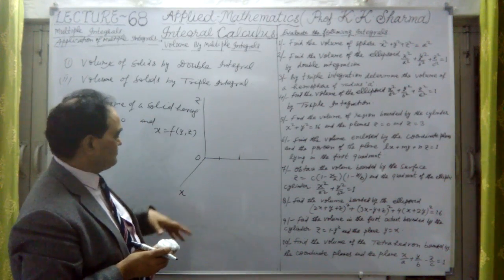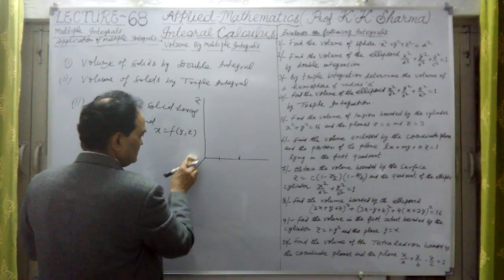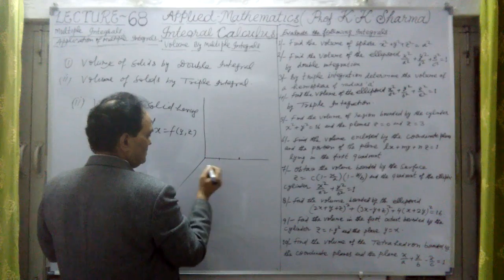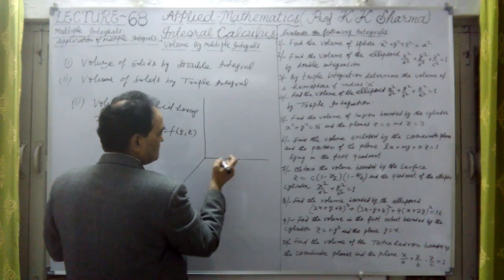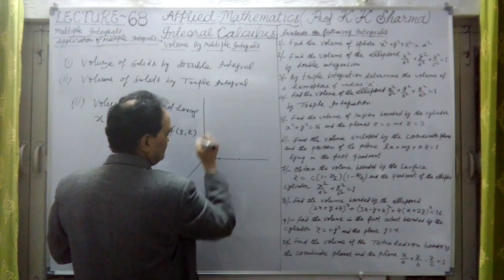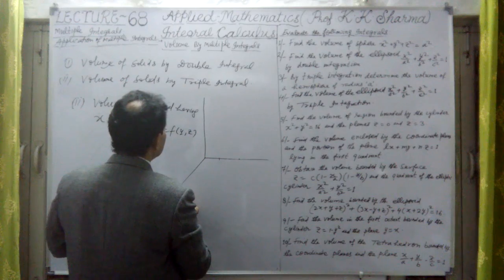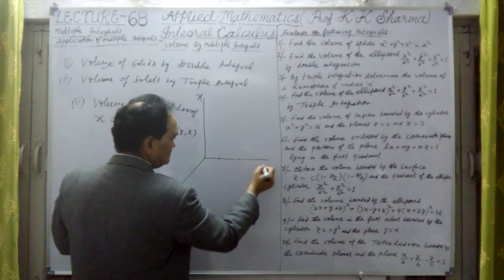Where is x equal to 0? Let me take this: this is x, this is y, and this is z here.